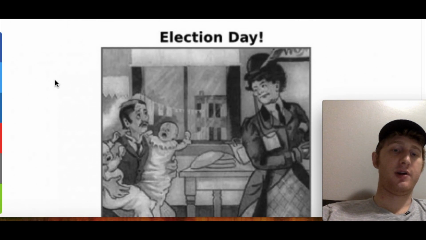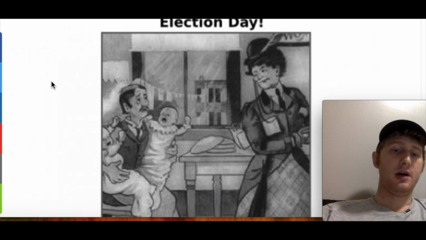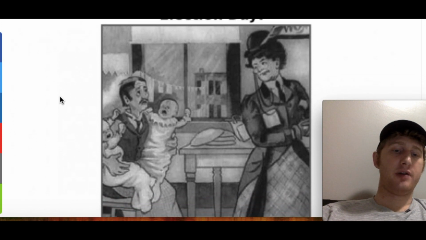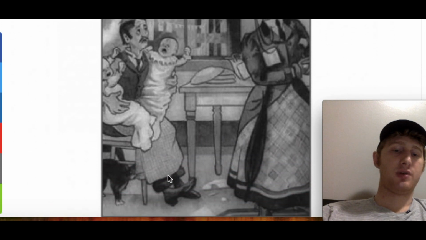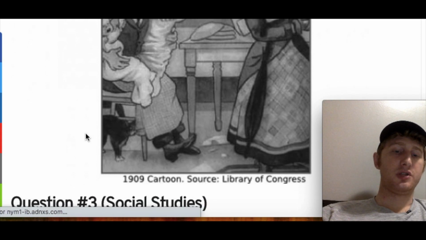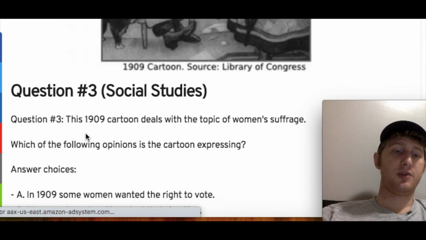So keep in mind we've got the words election day. And so we see the picture here. Let me scroll down a little bit. There's not much happening that's relevant at the bottom of the photo here, but we do have a caption. It says 1909 cartoon, Library of Congress. So just keep that in mind. And so now let's read the question.